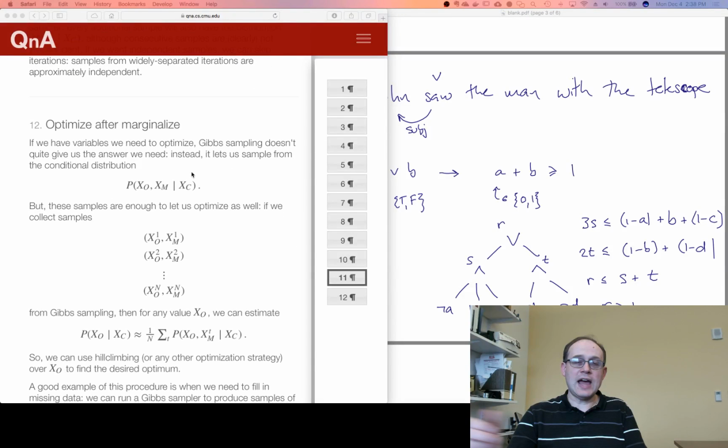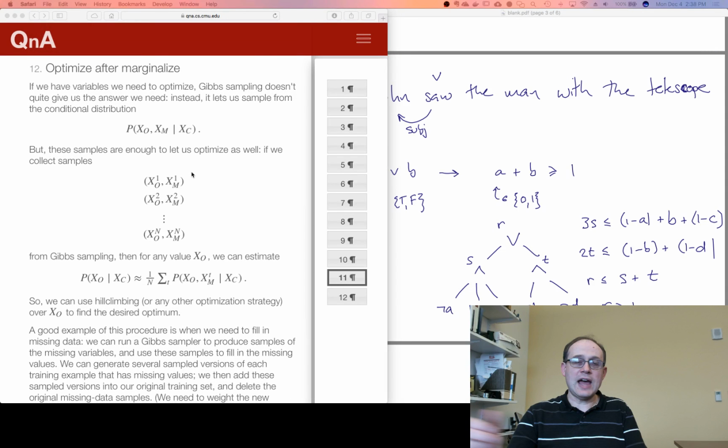All right. And so the last thing that I wanted to talk about now was to add back in the variables that we're optimizing over. Gibbs sampling will not quite give us the answer we want. It would let us, for example, sample from this conditional distribution, the distribution over both XO and XM given XC.